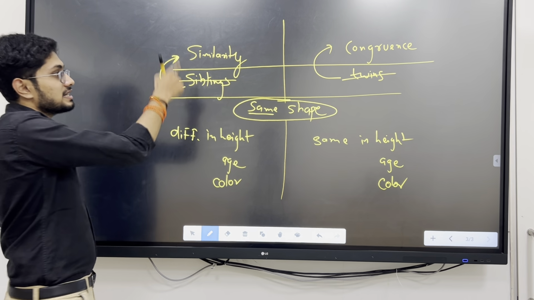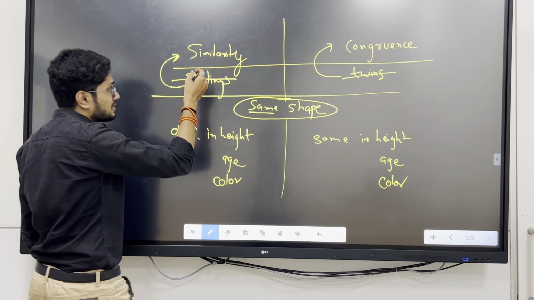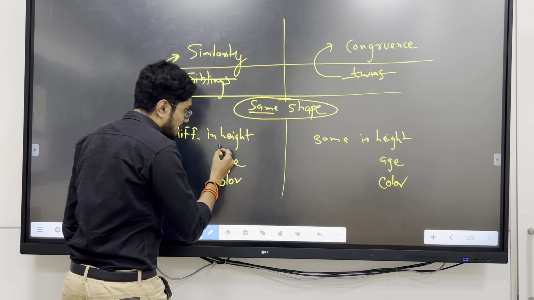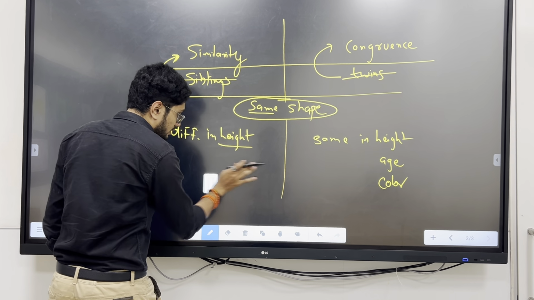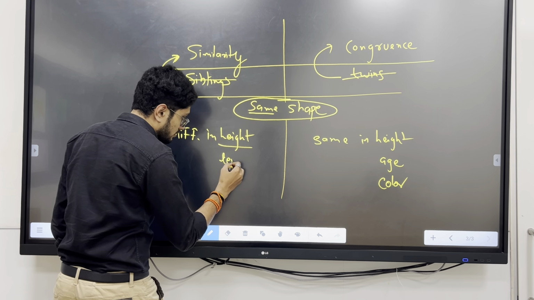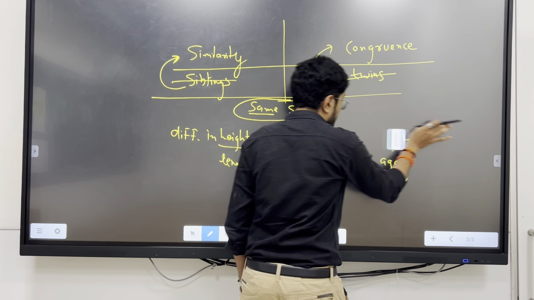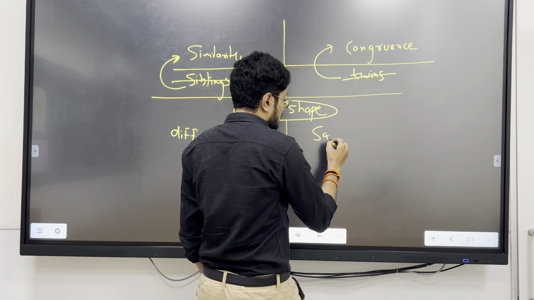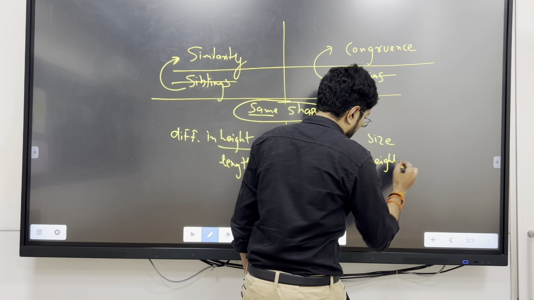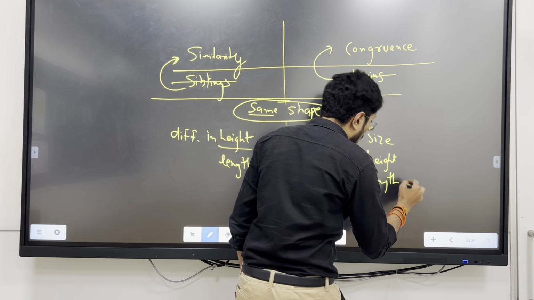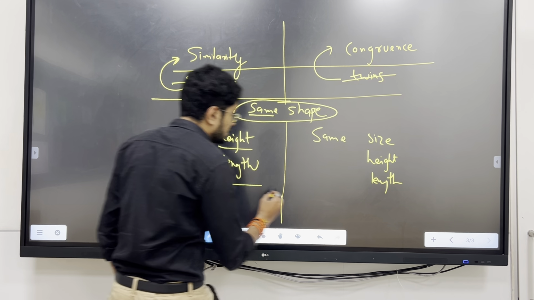In congruency and similarity, same shape matters. But what is different? In similarity, the same height is not there; different height means different length. But in congruency, we have the same size, height, length, all things are the same.